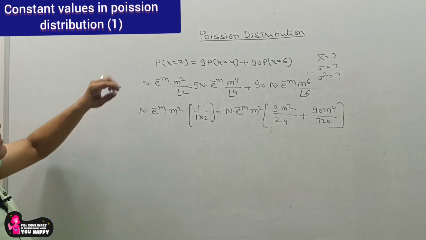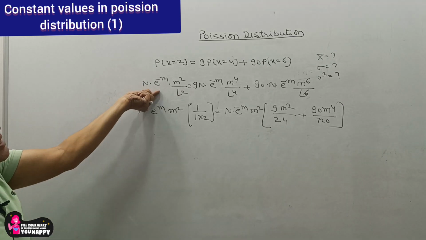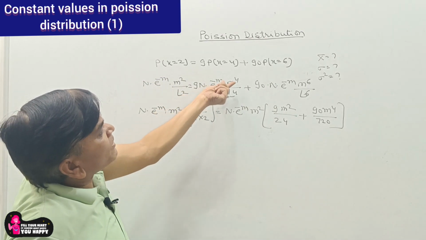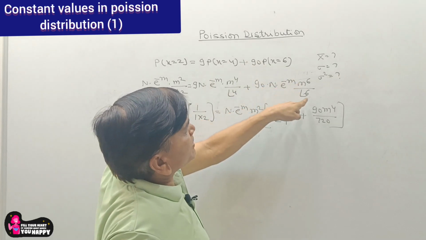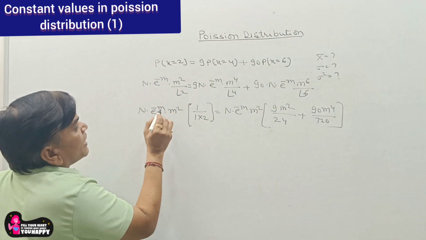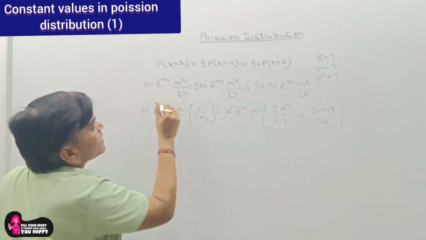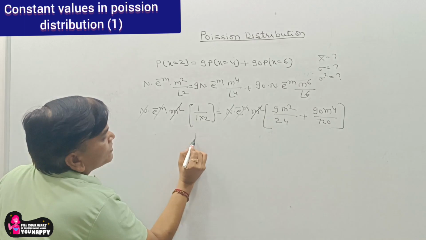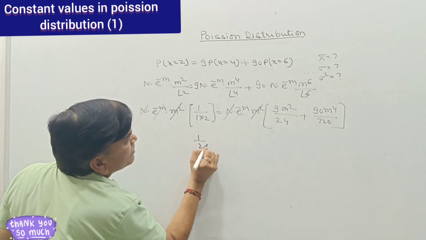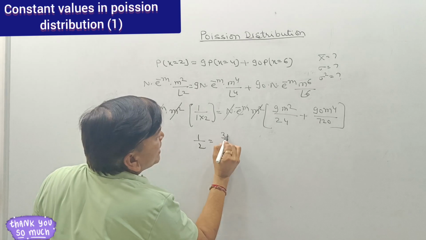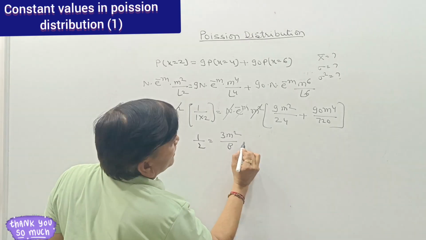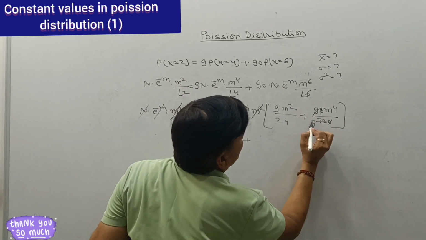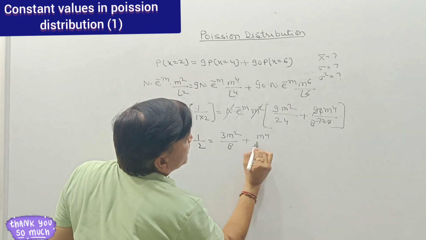What we have done? P(X=2) gives e raised to power minus m, m raised to power 2 upon 2, and 9 times e raised to power minus m, m raised to power 4 upon 4, and 90 times m raised to power 6 upon 6. Common terms cancel: e raised to power minus m cancels, and m square cancels. So that is 1 by 2 equals 3m square upon 8 plus, 90 by 720 is 1 by 8, so m4 upon 8.